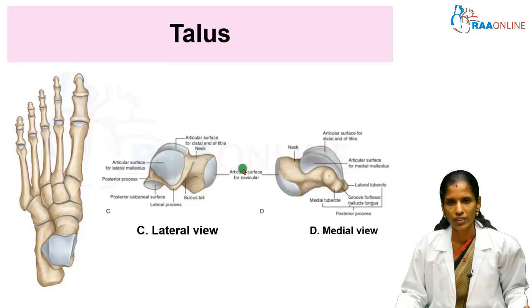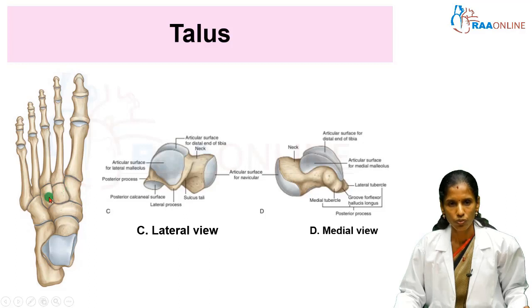Before going to the distal articular surface, I just want you to learn the skeletal framework which is forming the dorsum of foot. This is a talus bone, you can see here, this is a calcaneum, and just in front of the talus you can see the navicular bone, and just anterior to the navicular there are three bones present.